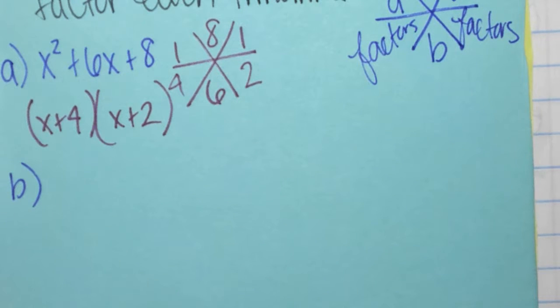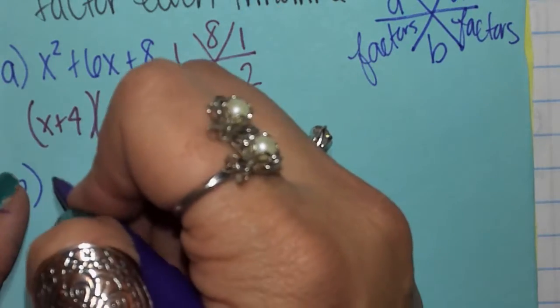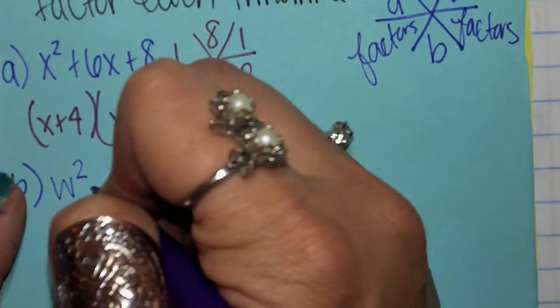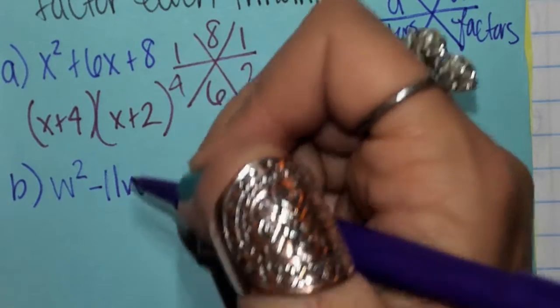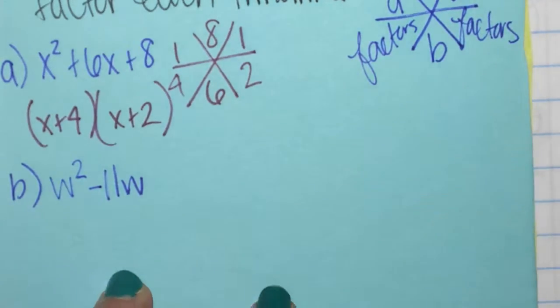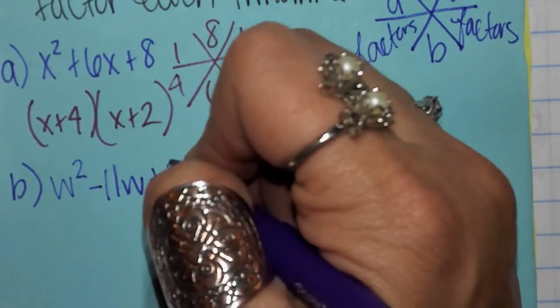Alright, B. Why were both of our signs positive? Because there's 2 plus signs and C is positive. If you say there's 2 plus signs or C is positive, give your team a point.